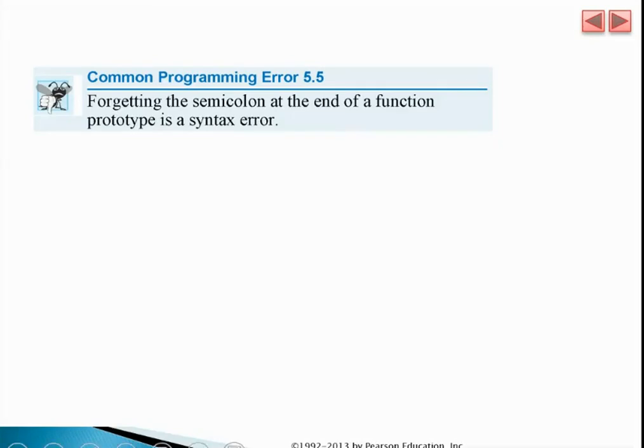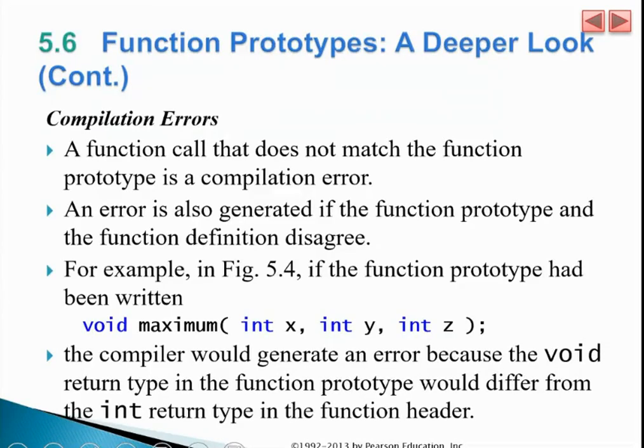Okay, and the common error we have already discussed: if you forget putting a semicolon after the prototype, again it is an error, right? Now the compilation error: a function call that does not match the function prototype is a compilation error. If in the prototype you mention that the return type of the function is double, but while defining the function you convert that type into int, then it will give you a compilation error. The prototype should match exactly with the function definition. So this is also a sort of cross checking, that you have mentioned the proper data types.